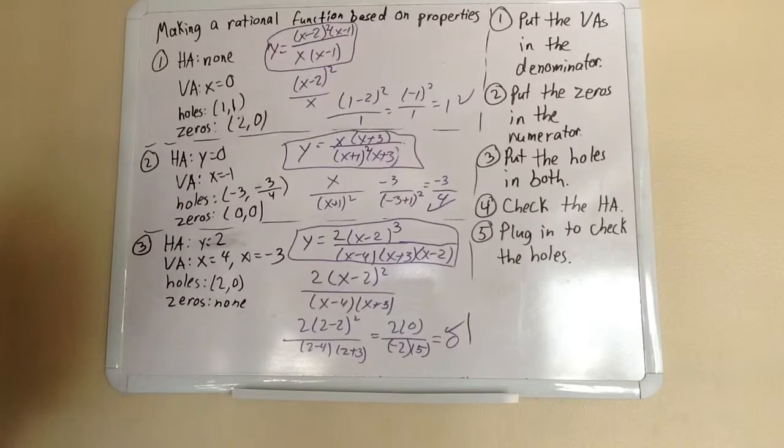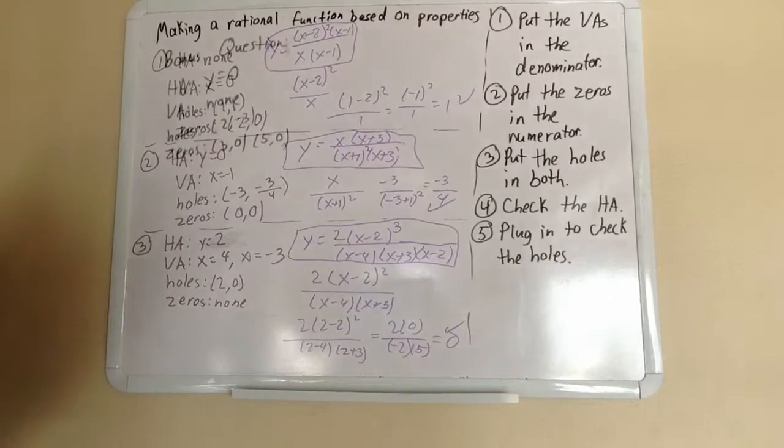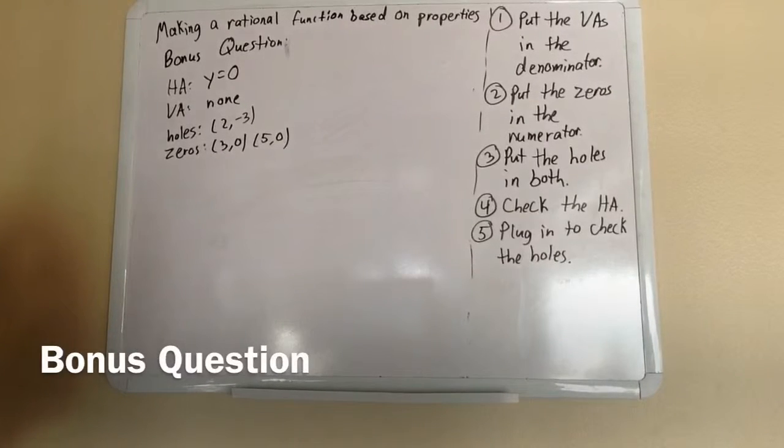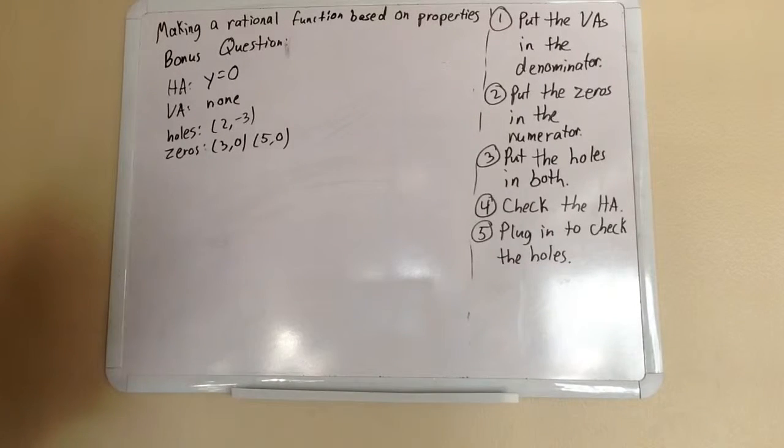I will give you a bonus question, and that will be it. Here's your bonus question. So you're given the following information here, and you want to make an equation. Go ahead and make sure you're following all the steps, and definitely make sure you're plugging back in to check the holes, and then make any adjustments that are necessary to make sure that the hole is correct. Alright, good luck!